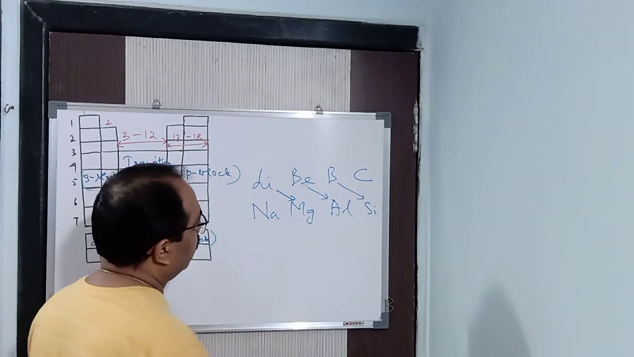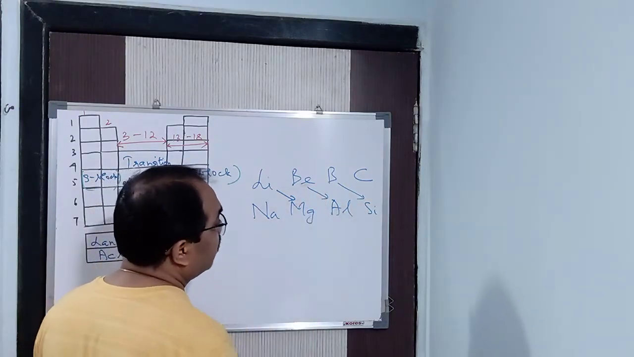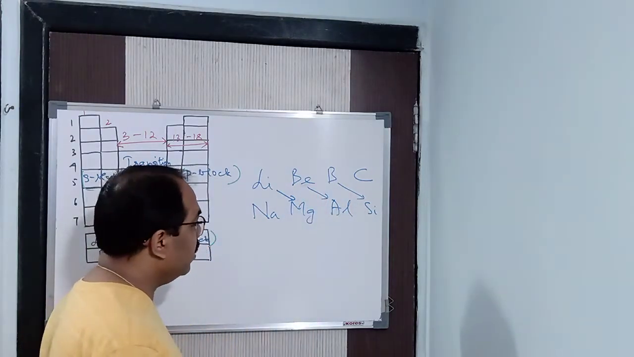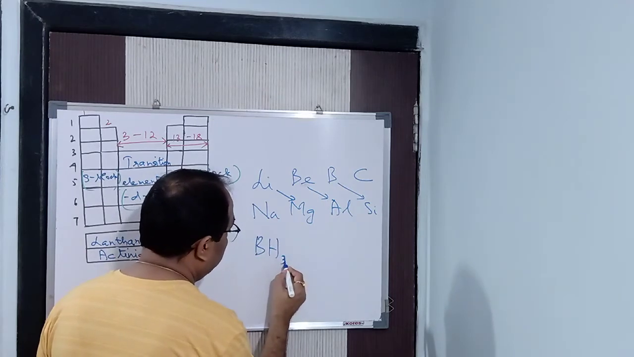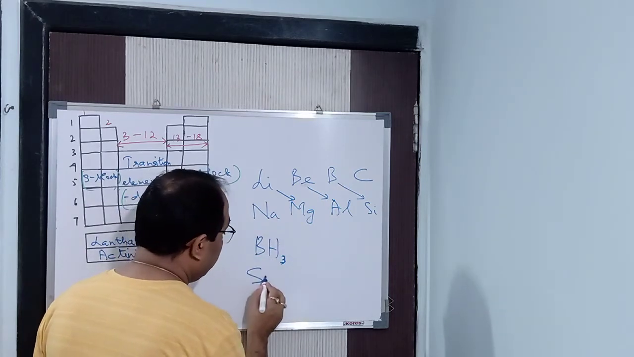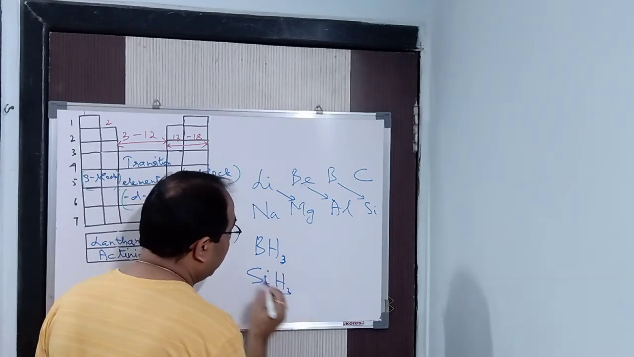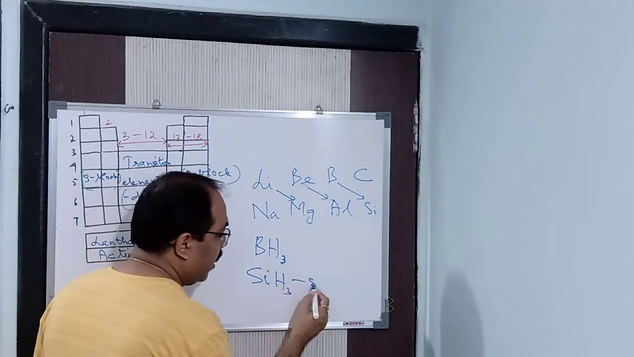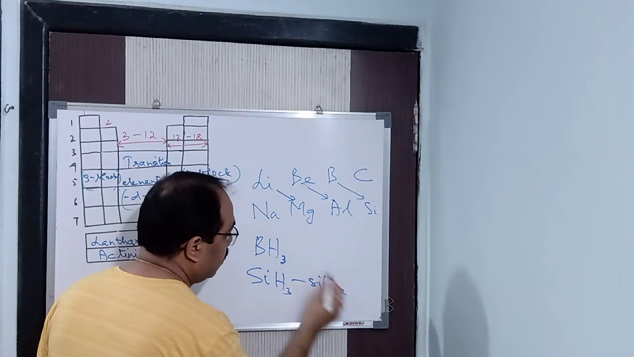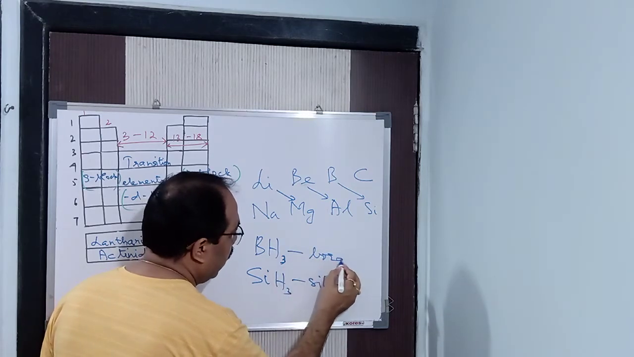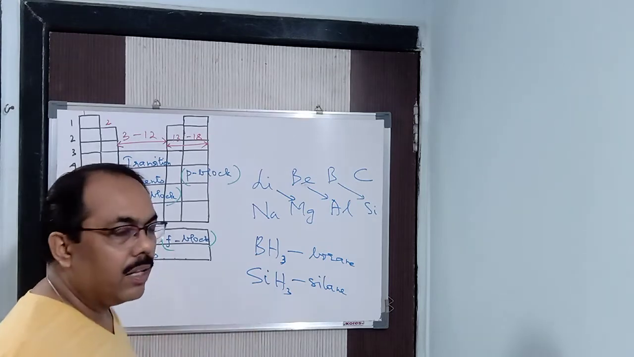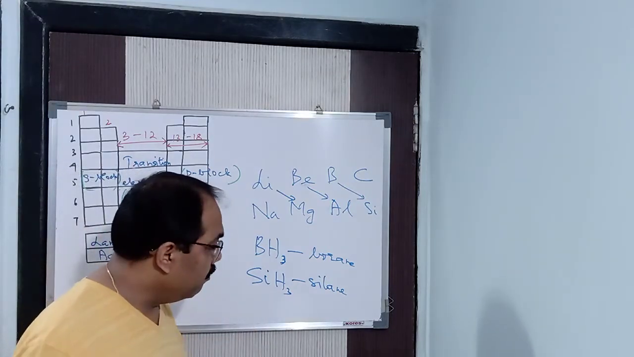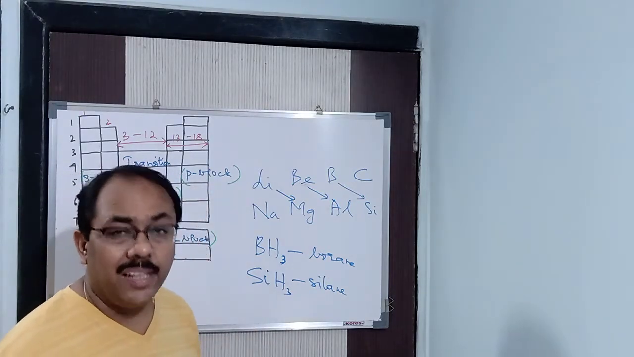Got it? Similarly, boron and silicon form hydrides. BH3 is known as what? Borane. SiH4, it is known as what? Silane, S-I-L-A-N-E. And this one is B-O-R-A-N-E, borane. So it forms hydrides, and the names are also similar. They end in N. Borane, silane, methane. Got it?